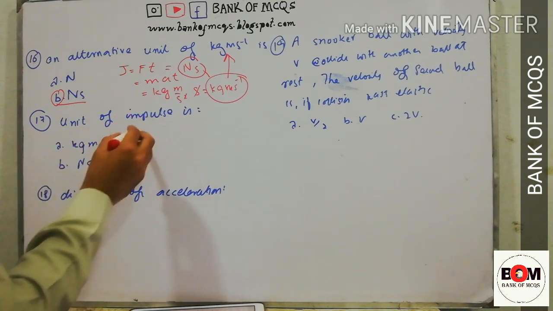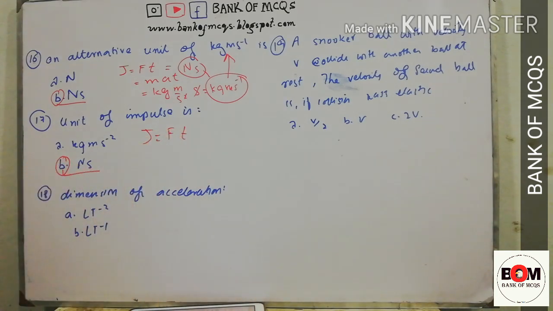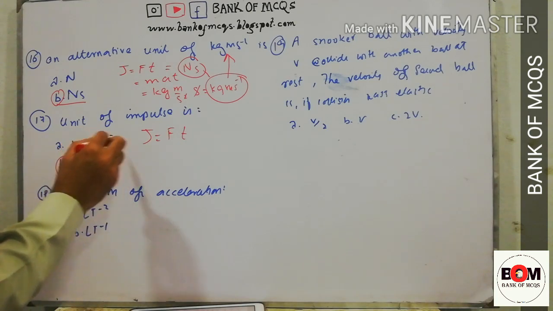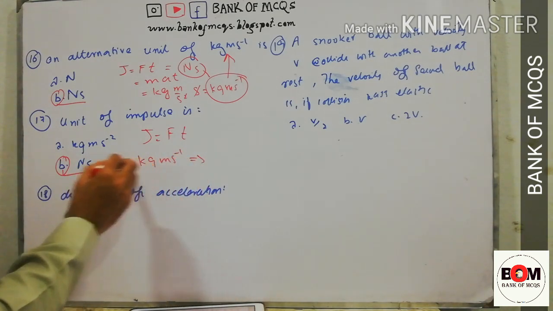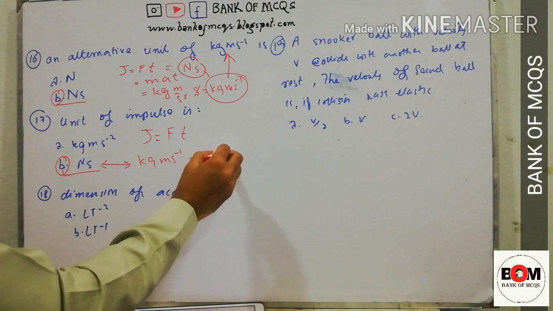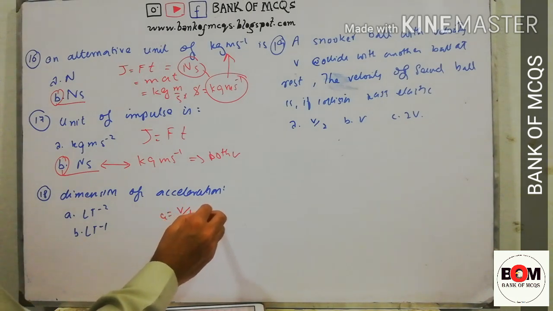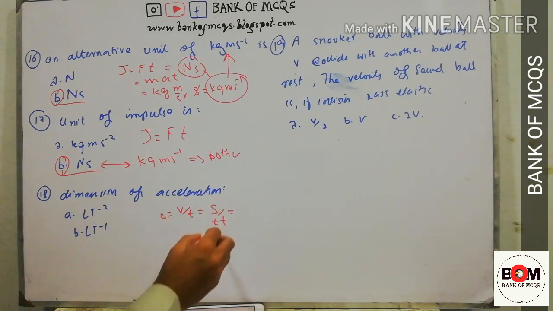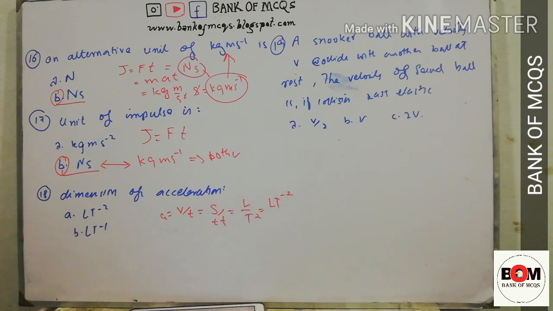17, unit of impulse. We know that J is equal to Ft. Unit of impulse is Newton multiplied by second. Or if they give another option, kilogram meter second to the power minus 1. If we find both of these in the options, then we will mark both. Dimension of acceleration: it's easy, a is equal to v divided by t, v is equal to s divided by t. So a is equal to L T to the power minus 2.